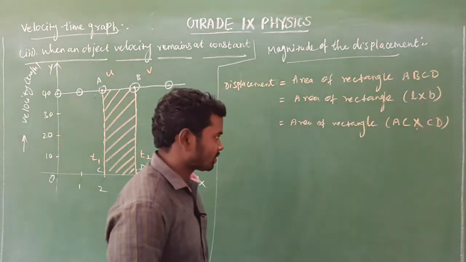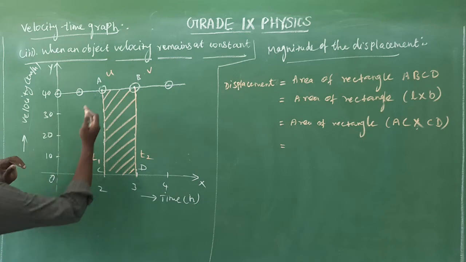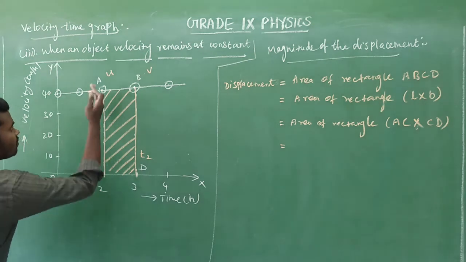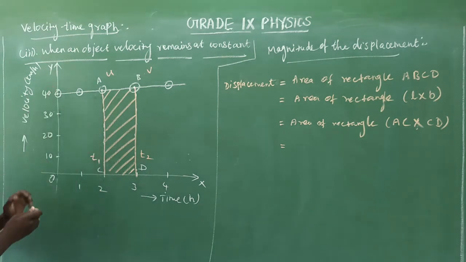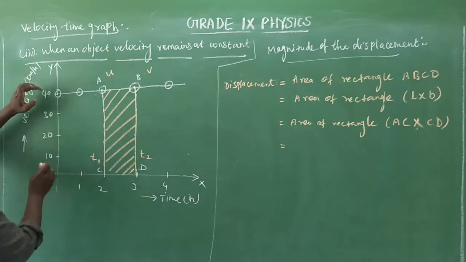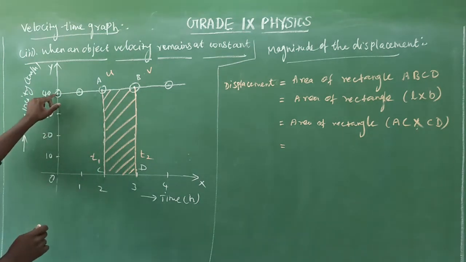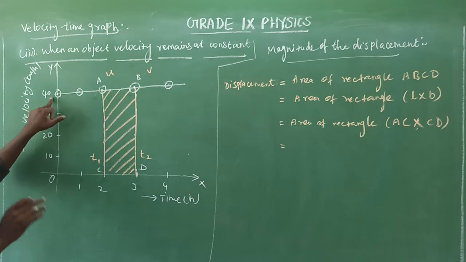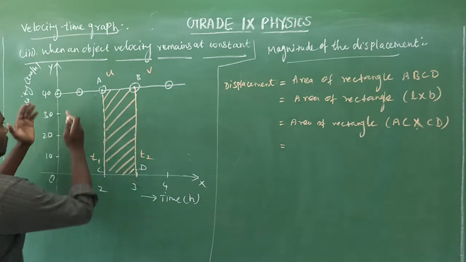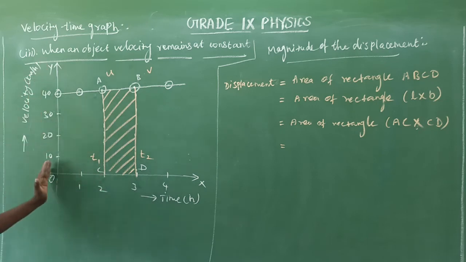Is that clear? So what is the AC value, sir? A is here and C is here. What is the AC value? It is equal to this one, which is velocity. Am I right? This AC is parallel to the y-axis of velocity, and this is the x-axis. If this value is 40 km per hour, then the AC value will be 40 km per hour because they are parallel to each other.